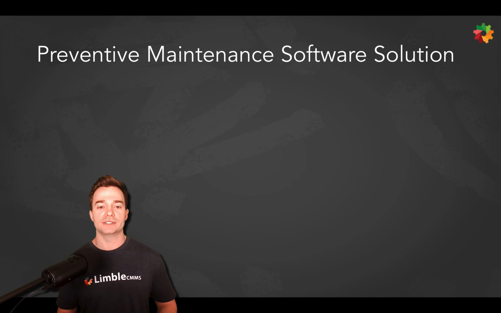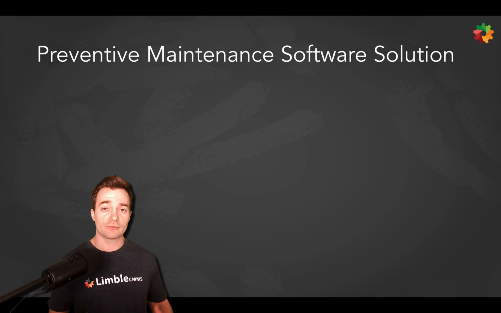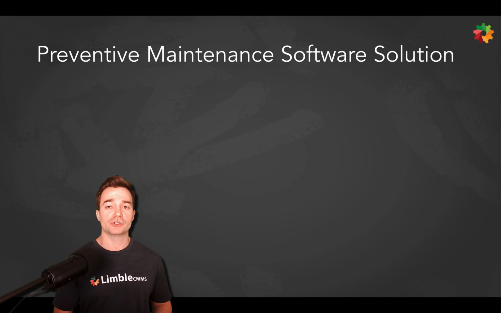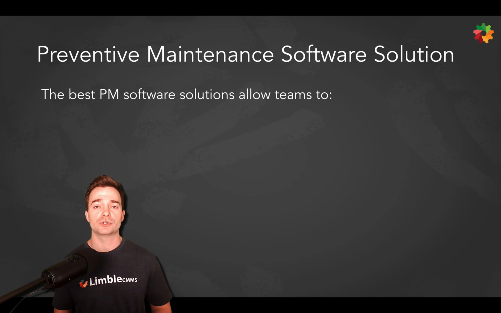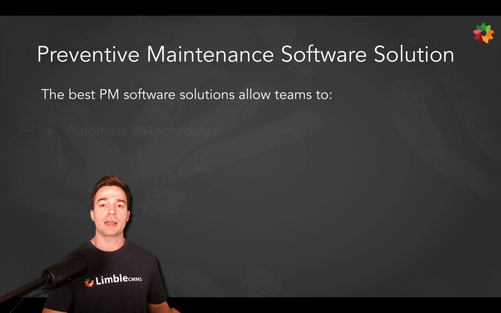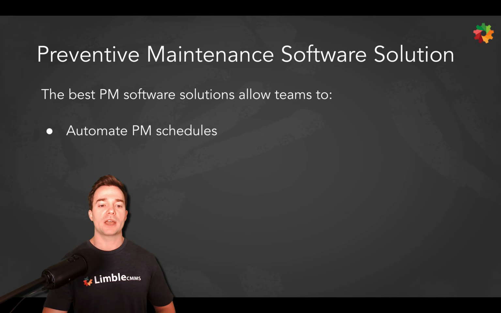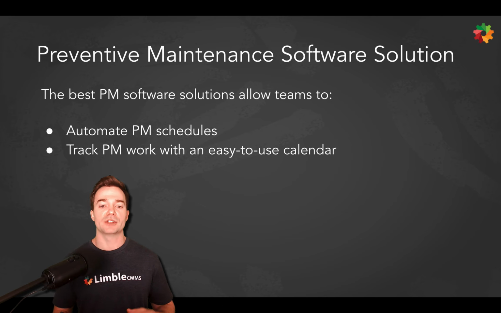And the good news is that by putting together an effective PM program, it won't be difficult as long as you have the right resources and you can go ahead and take a look at all your assets. And when analyzing a maintenance software to purchase, it's important to look at a few functions that it should have. So some of these functionalities include automating PM schedules for any assets based on time or usage. And then we have tracking and managing preventive maintenance work with an easy-to-use maintenance calendar.